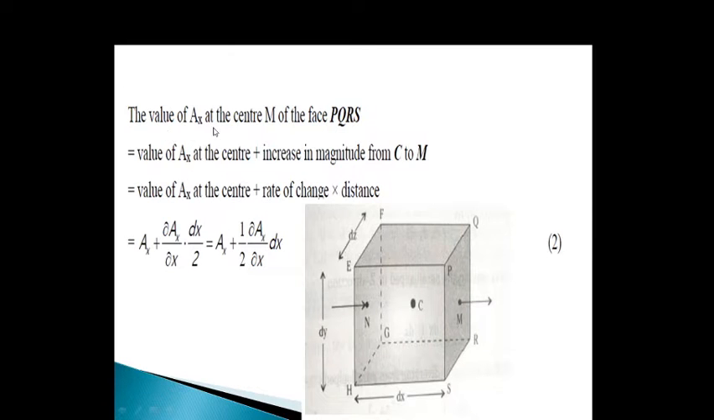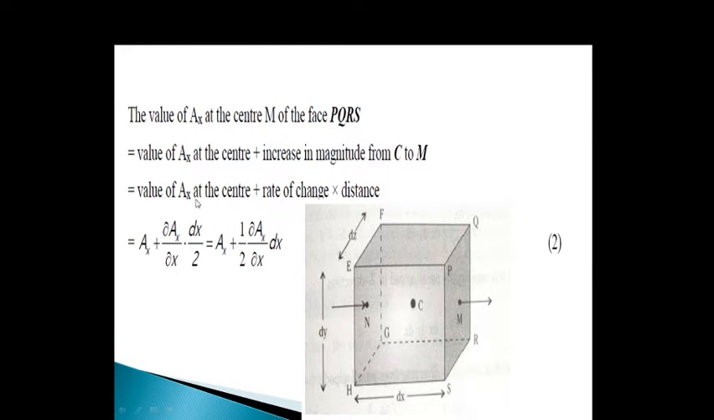Next, the value of A of x at the center M of the face P, Q, R, S is equal to the value of A x at the center C plus the increase in magnitude from C to M, equal to the value of A of x at the center plus the rate of change of vector A of x with respect to the x-axis into the distance from C to M. The distance from C to M is dx by 2.